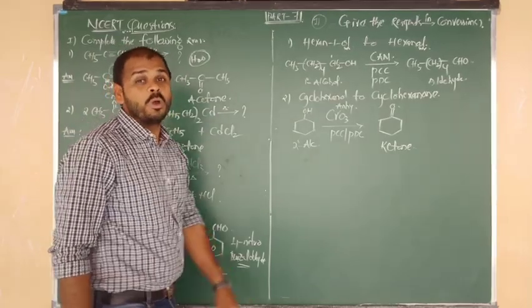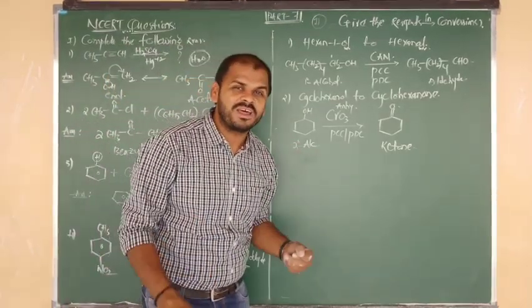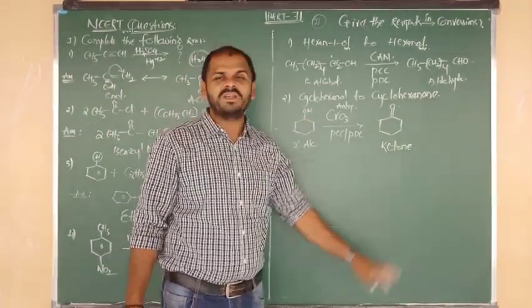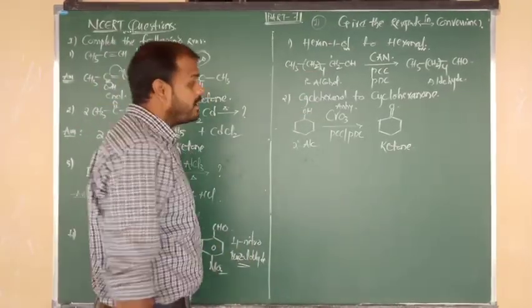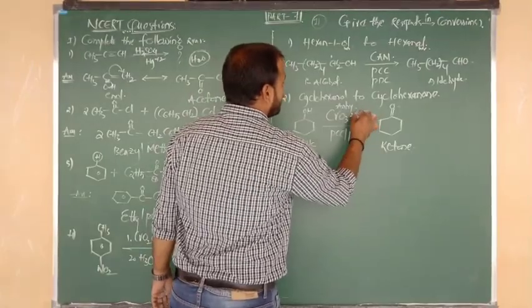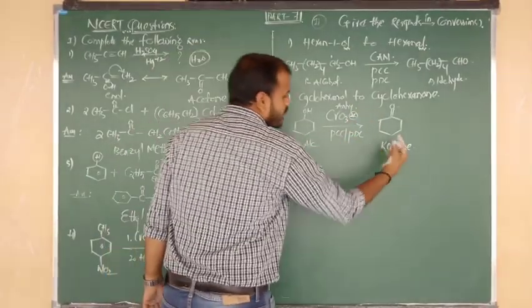And also you can do Oppenauer oxidation. What happens in Oppenauer? Secondary alcohols are converted into ketone. Okay? Yes, we can write so many, but focus on CrO3. It selectively oxidizes secondary alcohol to ketone.